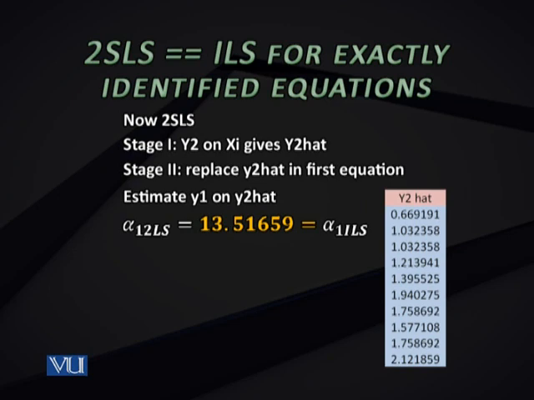So just perform a regression or use the slope function in Microsoft Excel, or use Stata as you like, and you will see that if you regress y1 on y2 hat, you get a slope coefficient of 13.51659, which is exactly identical to the value through indirect least square. So you saw theoretically how the structural parameters through indirect least square and those through two-stage least square are exactly identical in case of an exactly identified equation.